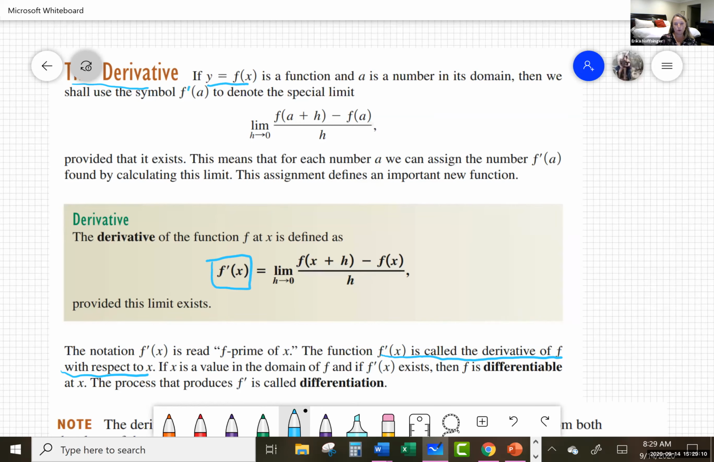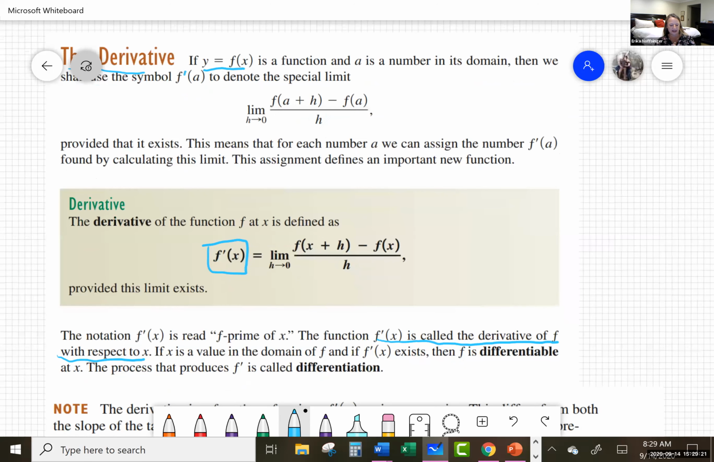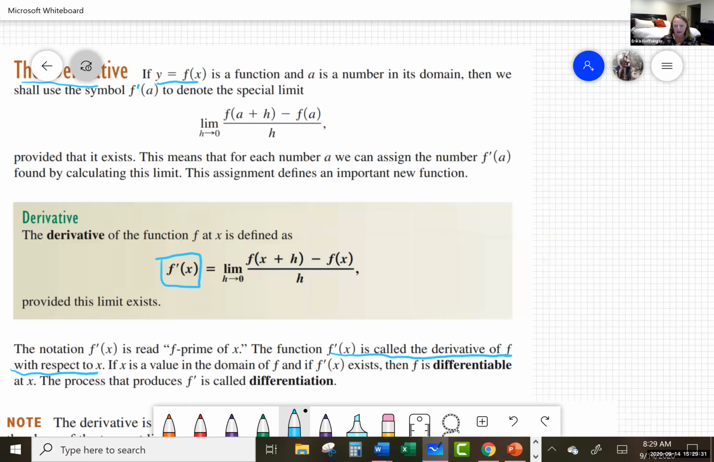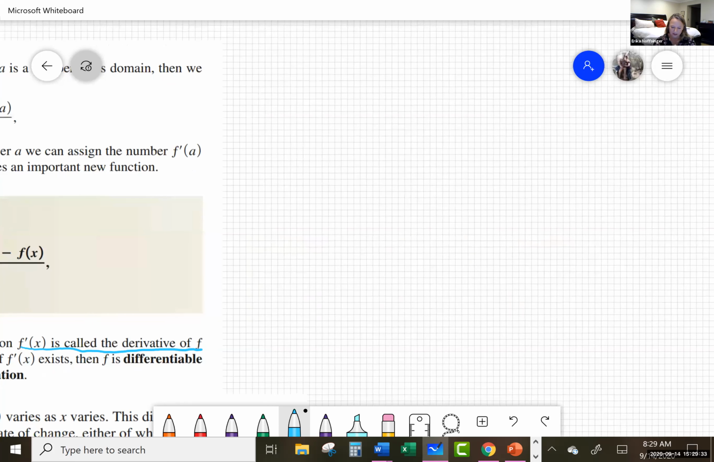So again, it's important to know what values of x are in your domain of f, and if f prime of x exists. Then we say that f is differentiable at x, and the process that produces f prime of x is called differentiation. Okay, so let's go back and talk about this. So let's just show pictorially some function f of x.